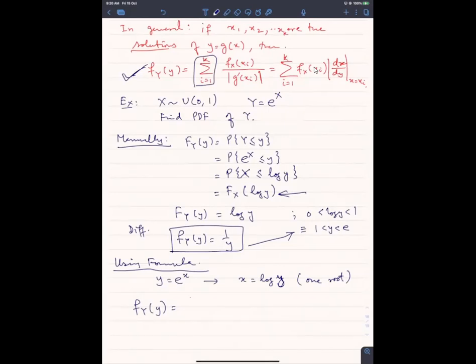So this would be equal to fx of xi, and xi is log y, divided by dy by dx evaluated at x is equal to log y. And what is dy by dx?